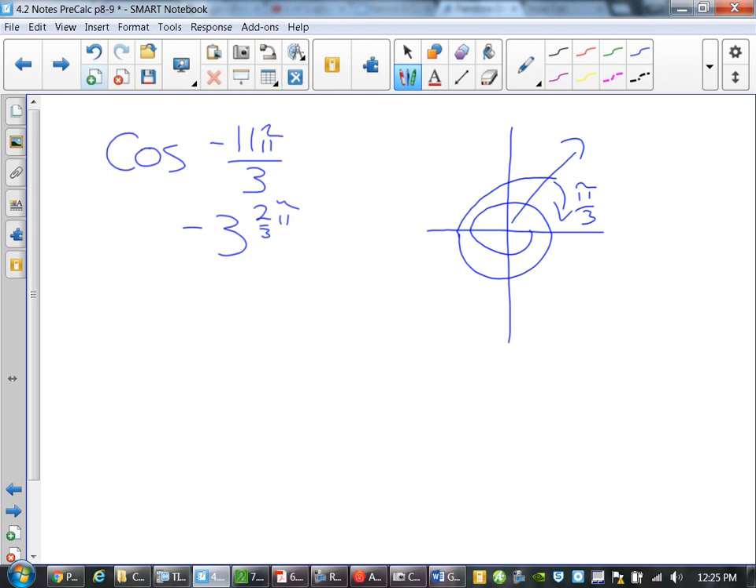which is 60 degrees. And is it going to be a positive or negative value in the first quadrant? Positive. Both positive. So in a 30, 60, 90, we have 1, 3, and 2. I'm looking for the cosine. What's the cosine of 60 degrees in the first quadrant? 1/2.